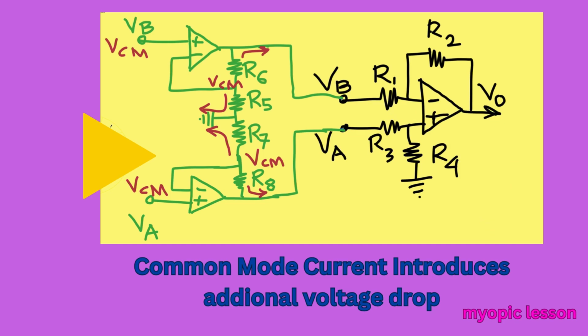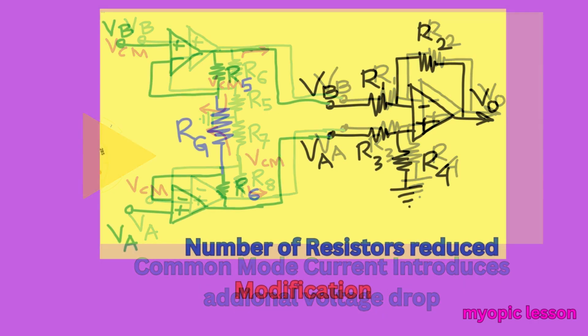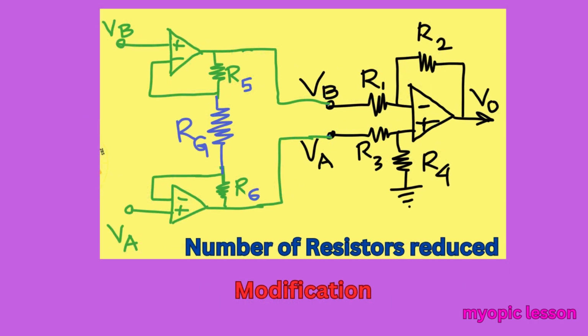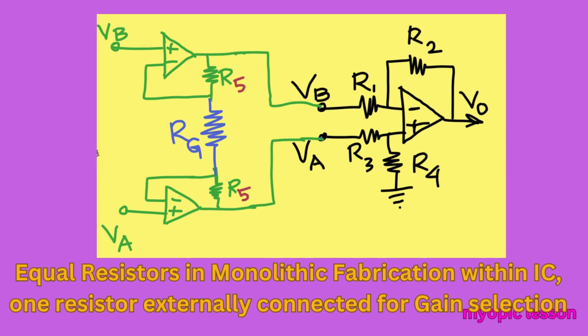To solve the problem of the common mode signal appearing deep into the circuit, R5 and R7 are replaced by a single resistance RG and the grounding is removed. Also, R5 and R6 are made equal. Thus, all the resistors are fabricated inside the IC except RG, which is left for external connection.